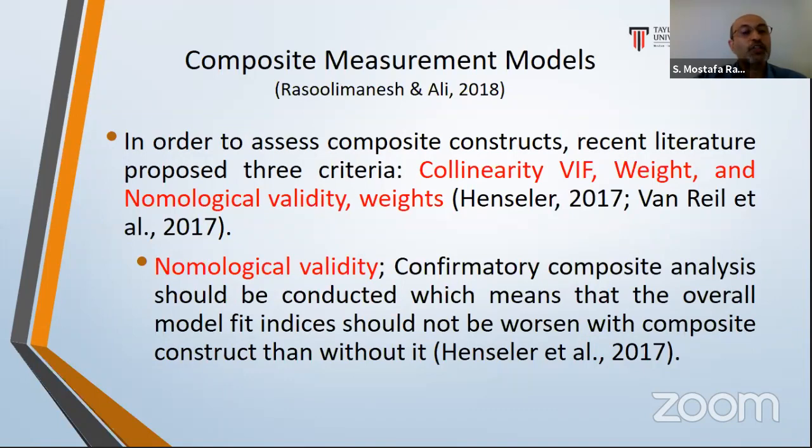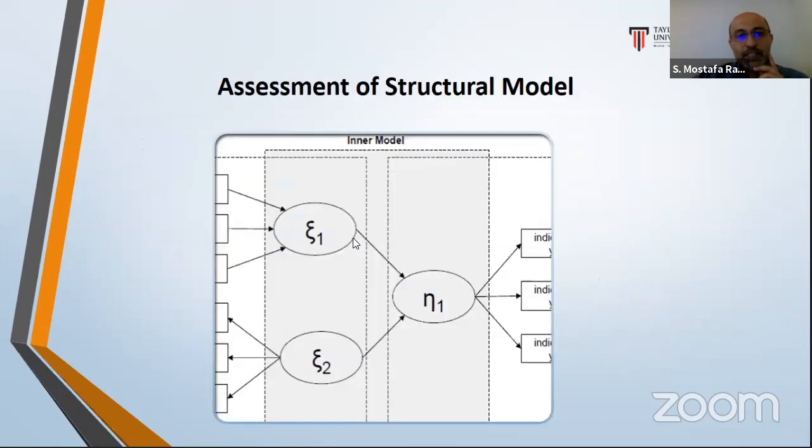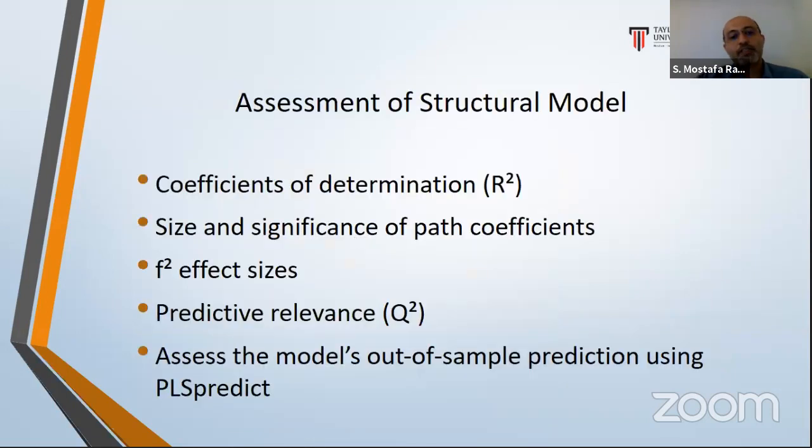So this is nomological validity, in addition to VIF and weight for composite constructs. This is the criteria for assessment of the measurement model of reflective and formative constructs. For the structural model, actually we have many criteria.